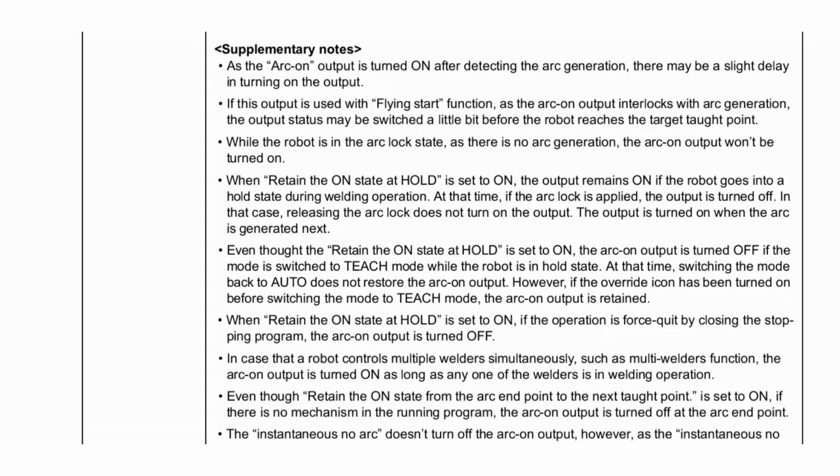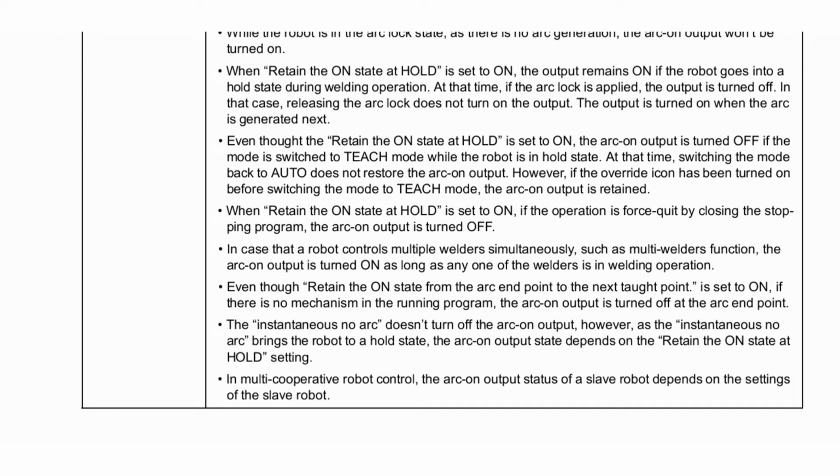Even though "retain the on state at hold" is set to on, the arc on output is turned off if the mode is switched to teach mode while the robot is in hold state. At that time, switching the mode back to auto does not restore the arc on output. However, if the override icon has been turned on before switching the mode to teach mode, the arc on output is retained. When "retain the on state at hold" is set to on, if the operation is forced quit by closing the running program, the arc on output is turned off.